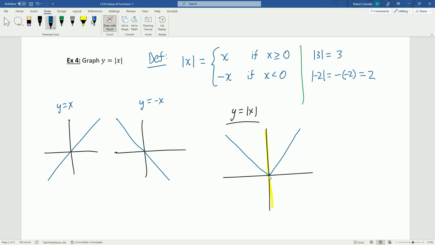Now, I can have a filled in dot here because both of these graphs approach the same value. So I don't have to have like an open dot and a filled in dot, right? They both approach the same value. So I can just put in a filled in dot there. Okay, well that's it for graphing the absolute value of x.